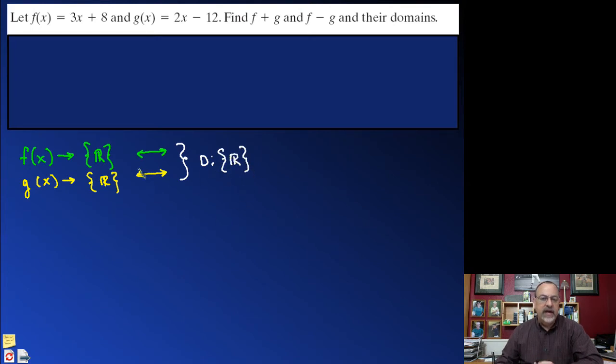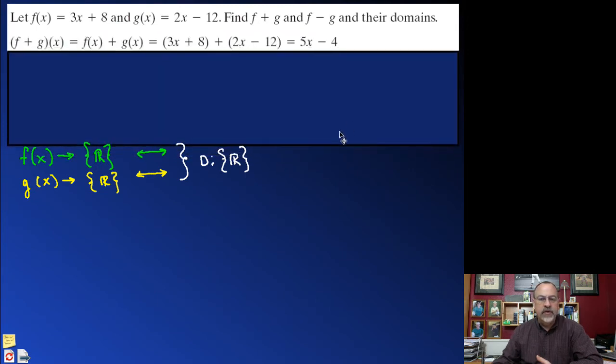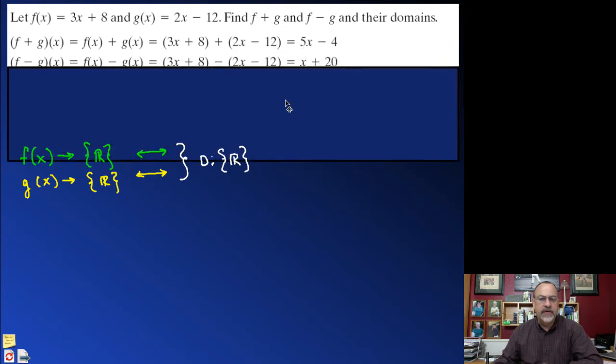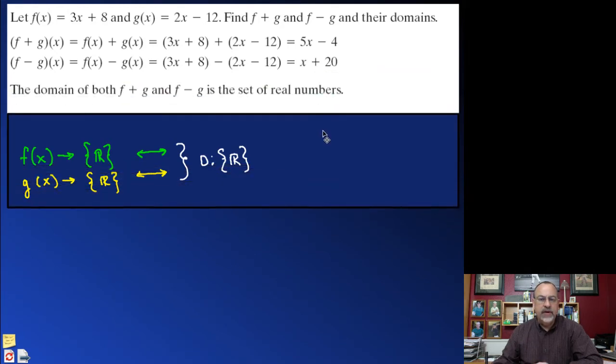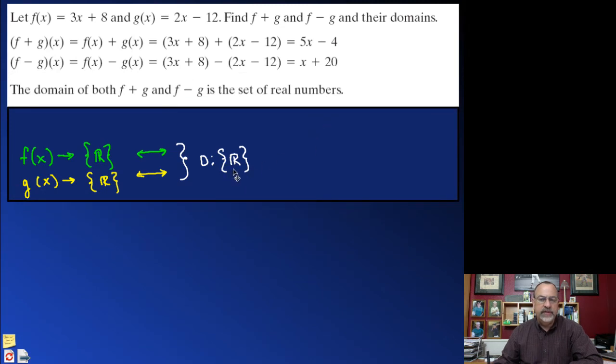And then if I was dividing, I would check the denominator to make sure it wouldn't be 0. Because I'm adding these, I would simply add these functions together. So the 3x and the 2x would be 5x, the 8 and the 12 would be -4. We've already done that function before. And so we would get 5x minus 4. And then if I subtract them, again, making sure I apply the negative sign to both terms of the second function, I would get x plus 20, and the domain would be all real numbers because that would be the intersection of both. Okay?